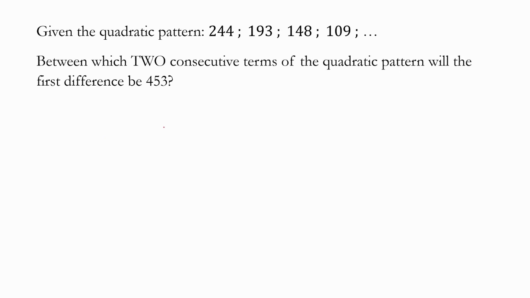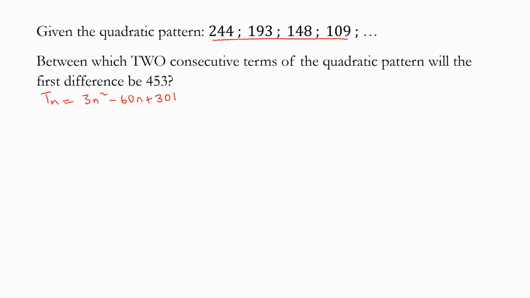Right, let's do question 2.4. Given the quadratic pattern, between which two consecutive terms of the quadratic pattern will the first difference be 453? So in question 2.2, we managed to find that Tn is equal to 3n squared minus 60n plus 301. Between which two consecutive terms of the quadratic pattern will the first difference be 453?